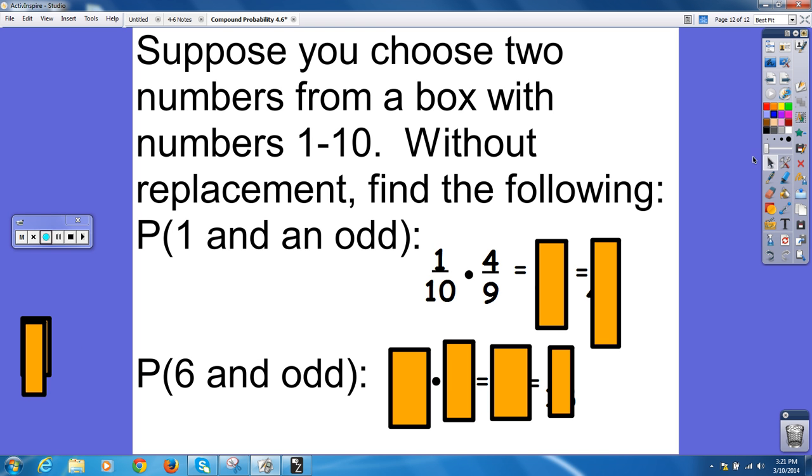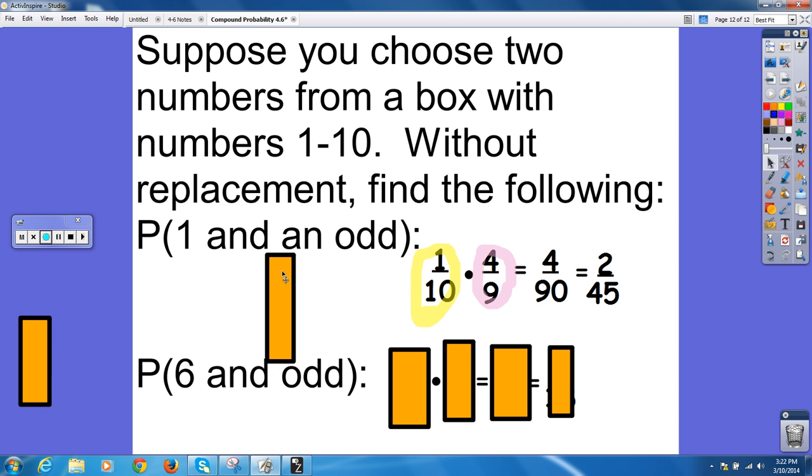Let's review what we just did. We decided that there was a 1 out of 10 chance for choosing a 1. And then we thought, okay, well now there's only 9 numbers in the bag, 4 of which are odd. Those 4 numbers are 3, 5, 7, and 9. So right now I have a 1 out of 10 times 4 out of 9, which equals 4/90. Now that's not a reduced answer, so I'm going to simplify by dividing by 2, and I get my answer, which is 2 out of 45.